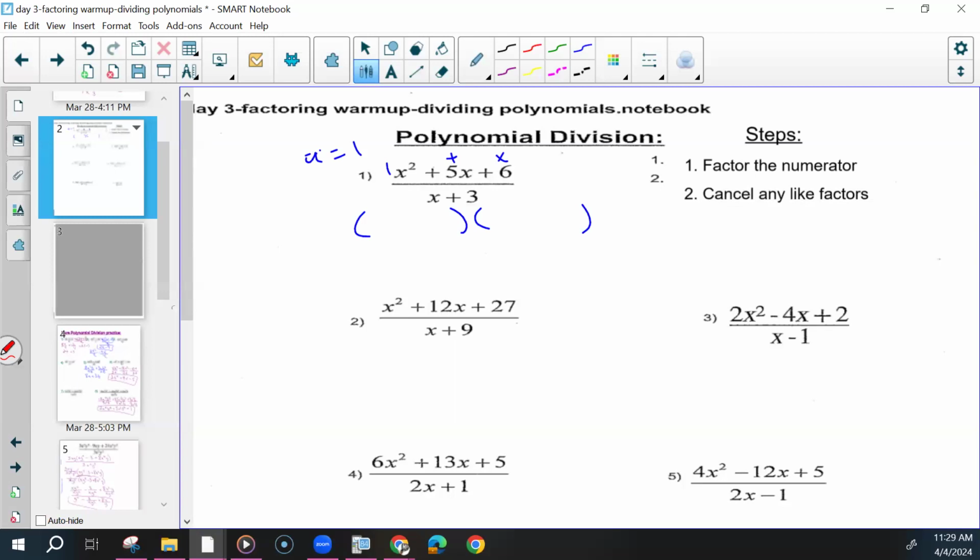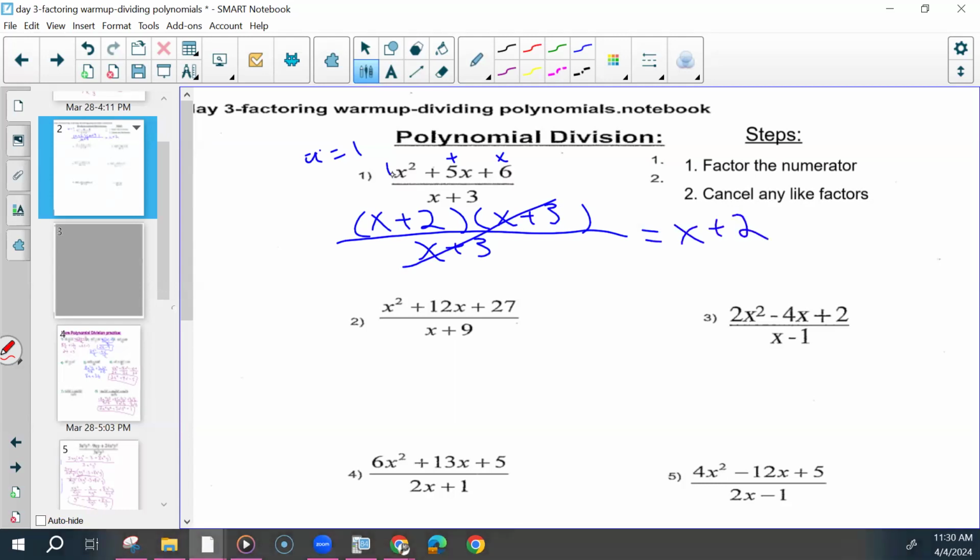Two and 3. So that would be x plus 2, x plus 3. And when we put that, we were dividing by x plus 3, the original. And then cancel out your like factors. And whatever is left is your answer. Yes. The a is just the number in front of x squared. Other questions there?